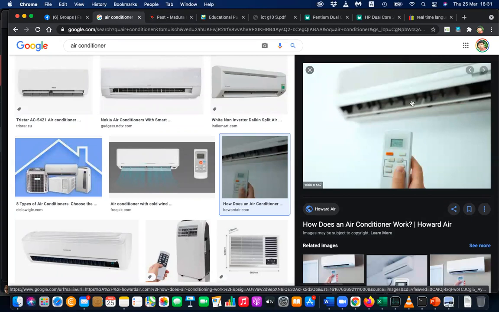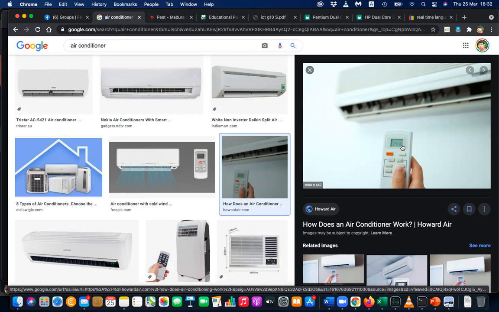Then it will reduce the temperature, and let's say your room temperature is 28 now. It will bring it to 24. What will happen if it reduces further? Keep reducing without stopping. If it keeps reducing, what will happen? The room will be very cold.